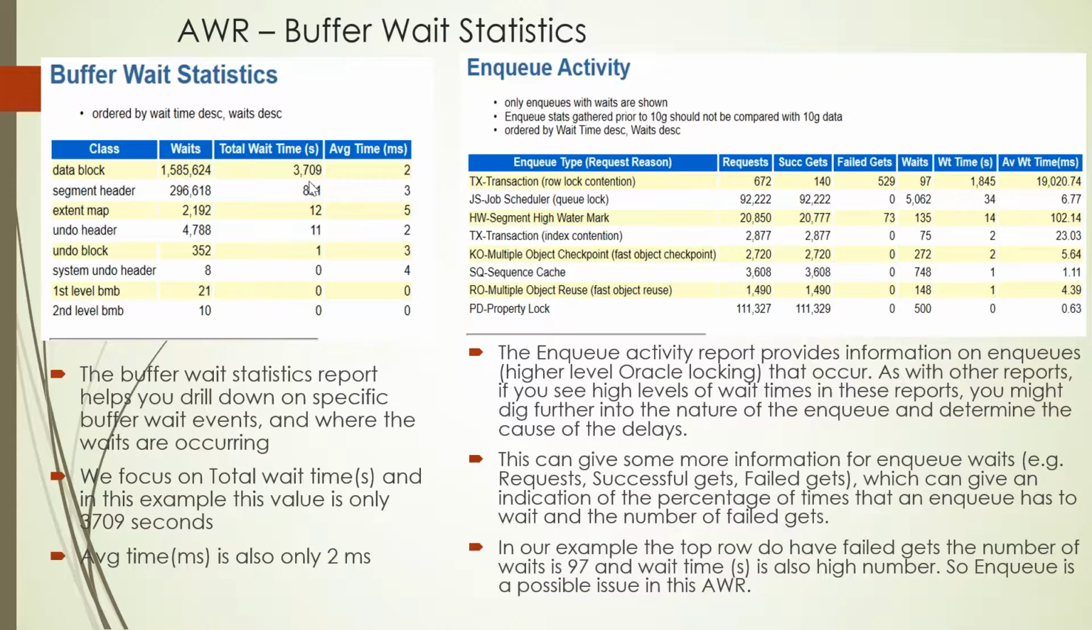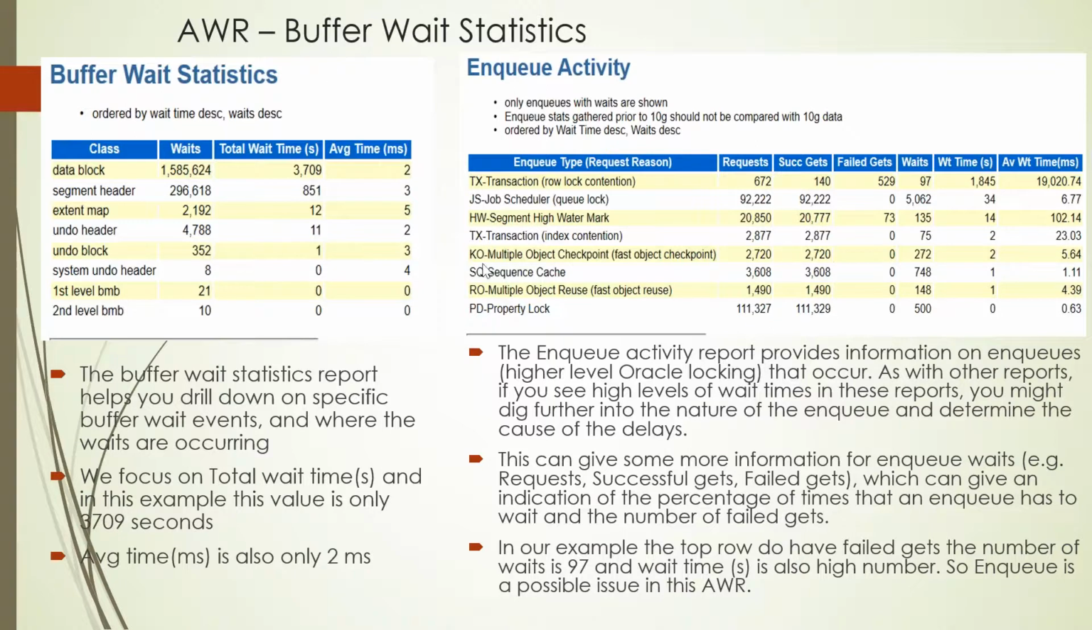The enqueue activity report provides information on enqueues. Enqueues are nothing but locks; we already saw the TX row lock contention, that's an enqueue. So you might dig further into the nature of the enqueue and determine the cause of delays. This can give you information on waits, which can indicate the percentage of times that an enqueue has to wait and the number of failed gets.